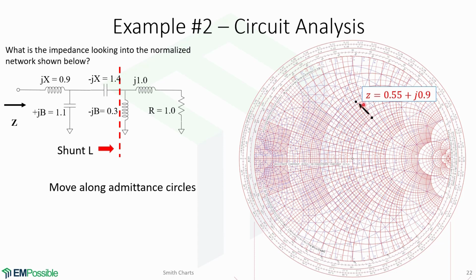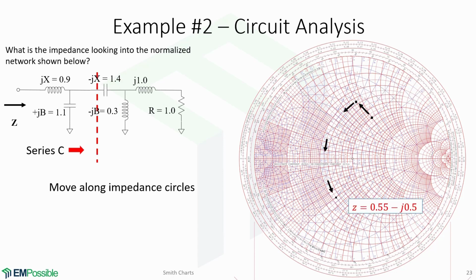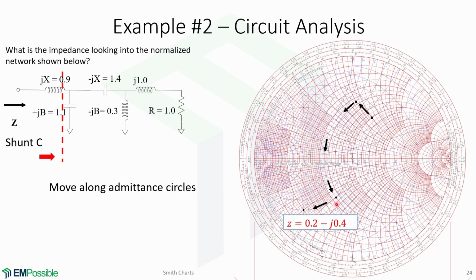We arrive at this point, and this is impedance. Now we add a series capacitor. So we move along the impedance circles downwards at a distance of minus j1.4, and we arrive here. Now to add the shunt capacitor, we move along the admittance circles a distance of j1.1.